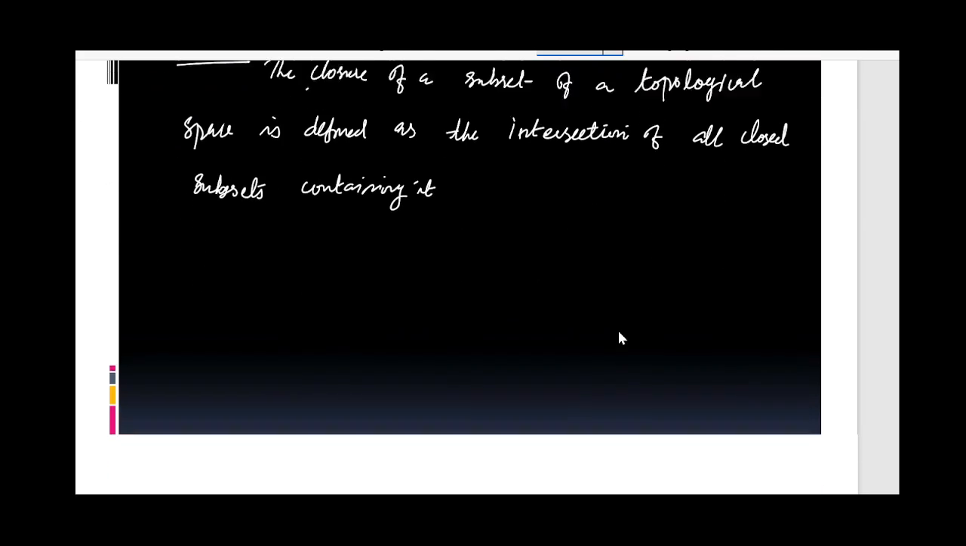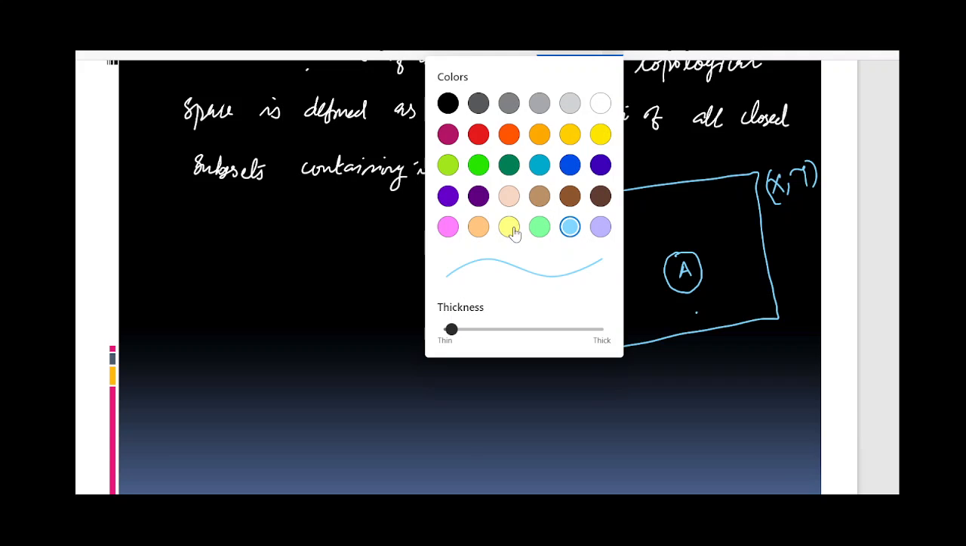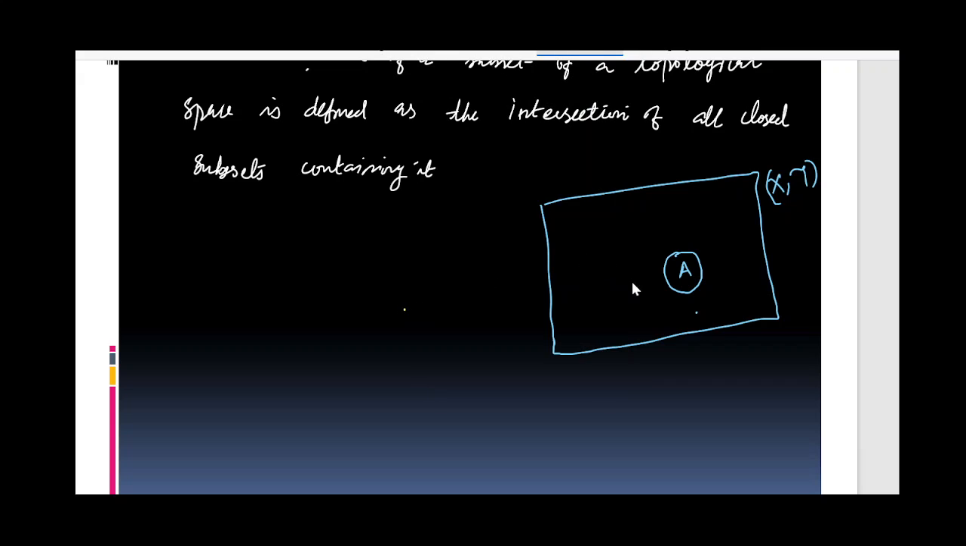That means, suppose I have a topological space. This is my topological space, mentioned as X, and I have a subset of X, this is my subset A. Now I want to find the closure of A. For getting the closure of A, we should consider all closed subsets of X. Suppose I am marking my closed subsets as triangles. You take all closed subsets in X which contain A. So you go for any closed subspace which contains A.